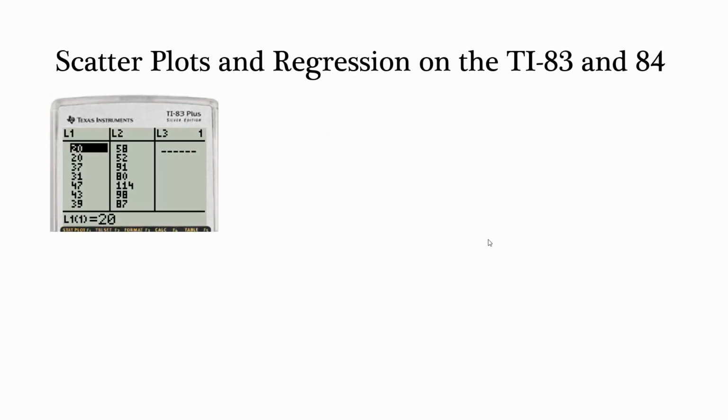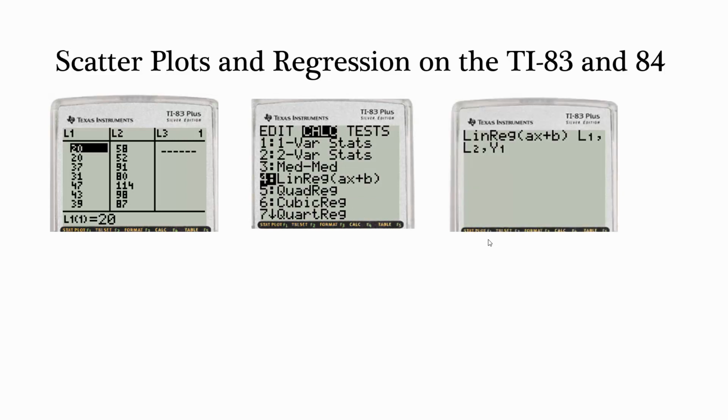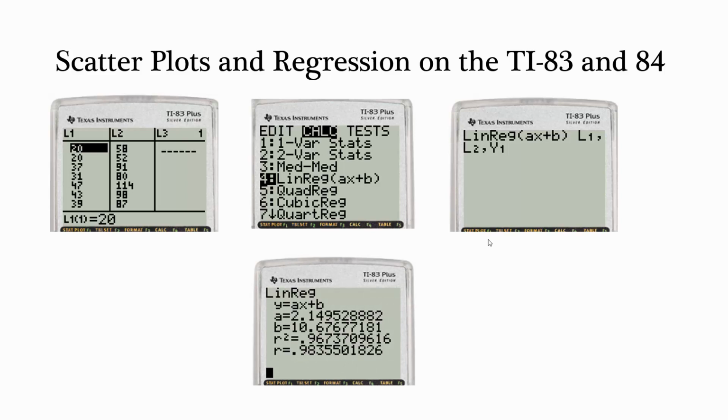So just to recap, you want to be able to put data in lists, choose linear regression from that Stat Calc menu, make sure that you type in the correct lists and you know how to select y1 from the vars menu, and then you will get the output from your linear regression.